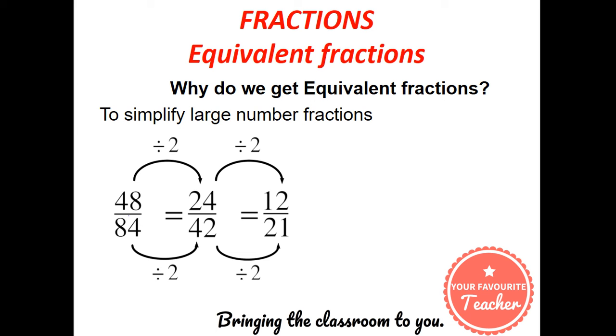And now we can divide those two numbers by 3 to give us 4 over 7, our final equivalent fraction in this series. 4 over 7 is the simplest form of 48 over 84, but all of those fractions are equivalent fractions.